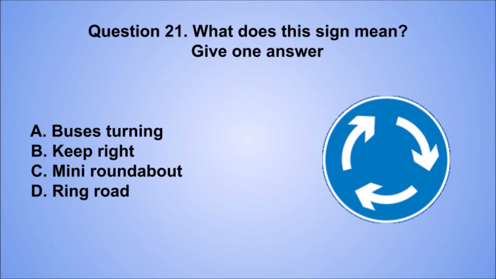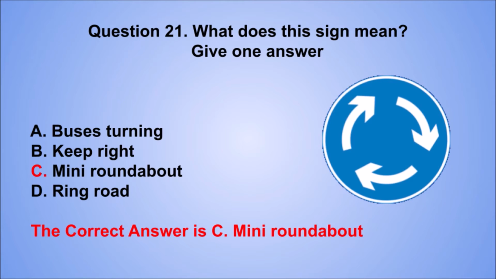Question 21. What does this sign mean? Give one answer. A. Buses turning. B. Keep right. C. Many roundabout. D. Ring road. The correct answer is C.